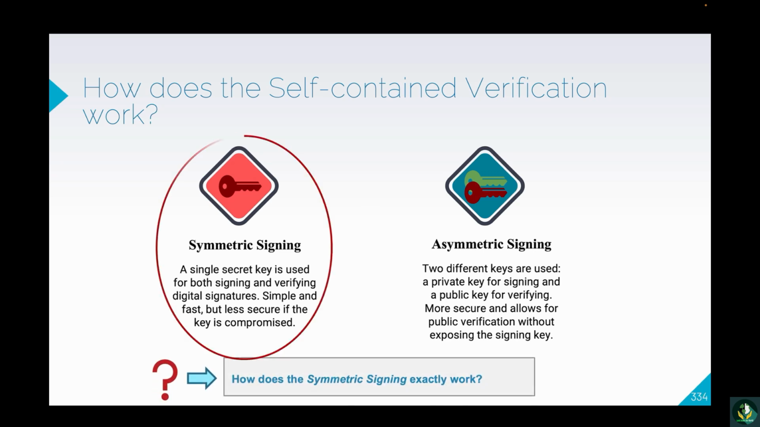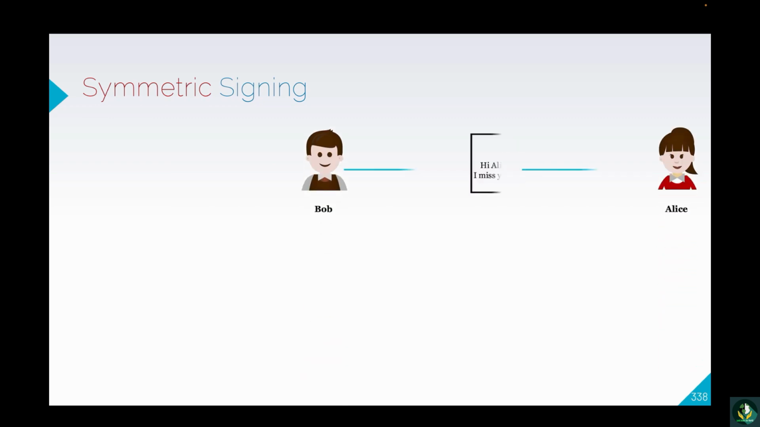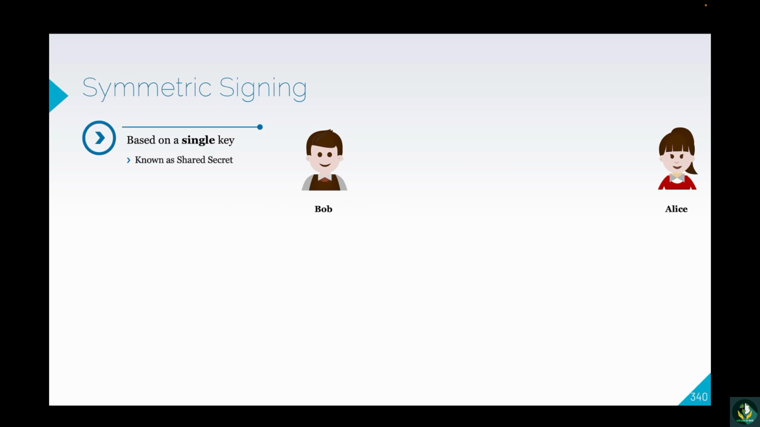Let's start with the symmetric signing approach. Imagine a scenario with Bob and Alice. Bob and Alice often message each other, but they want to ensure that their messages are not tampered with by an evil guy who wants to cause trouble in their relationship. To protect their messages, Alice and Bob share a secret key called a shared secret. This key must be kept secure by both of them.